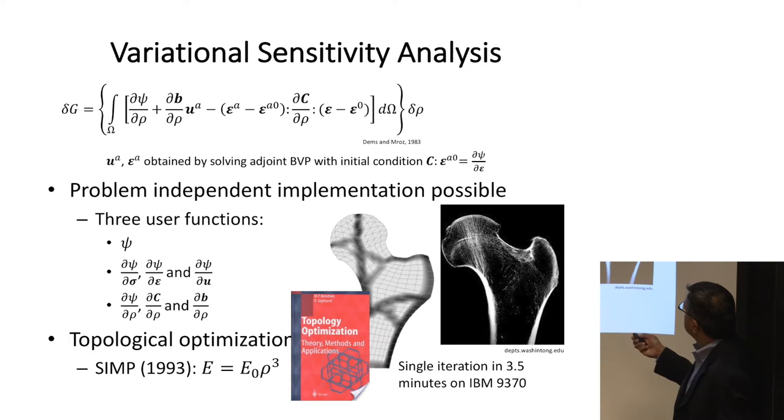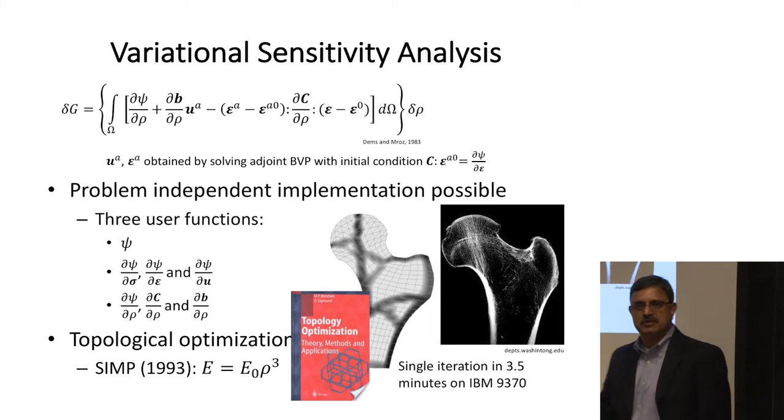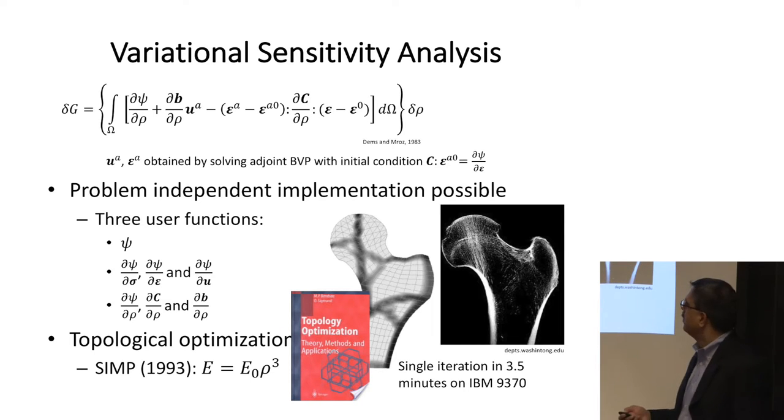And these epsilon A, epsilon A zero are adjoint quantities that are obtained by solving an adjoint boundary value problem. And epsilon A zero is related to your objective. It really is a coupling between the original objective and the principle of virtual work. That's really where it comes from.